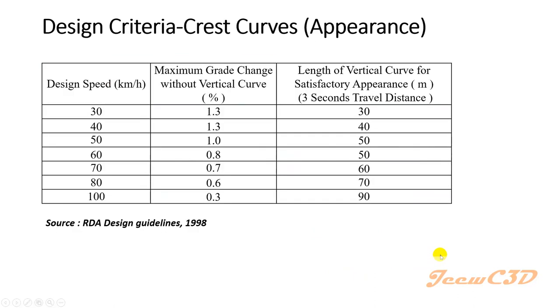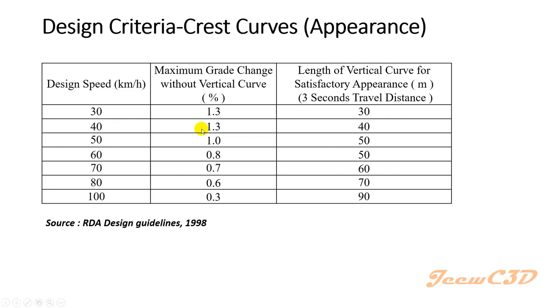Then you have the crest curve criteria for appearance. For the appearance criteria, we are considering a curve length instead of a K value. If you have a very short vertical curve, it is not giving a good appearance. Very short vertical curves will not give good appearance. So to give good appearance, you should have about 3 seconds of travel time for the vertical curve. So if the design speed is 30, your vertical curve length for crest curves should be at least 30.